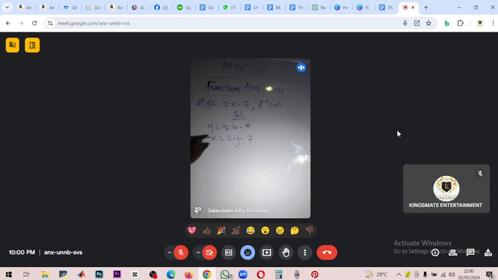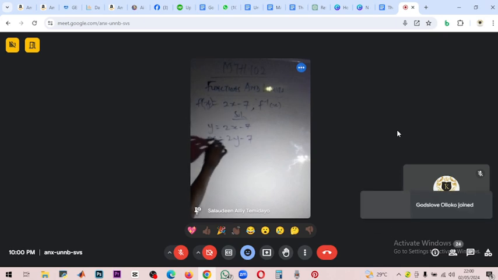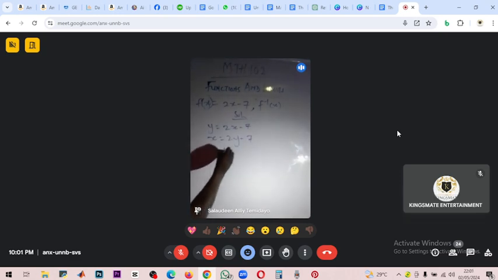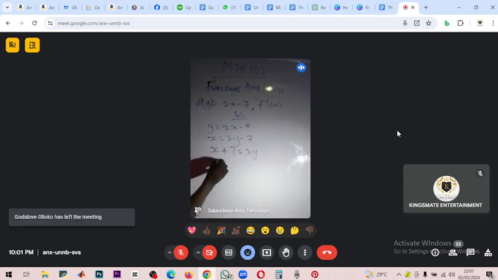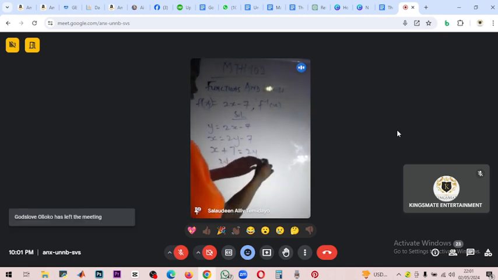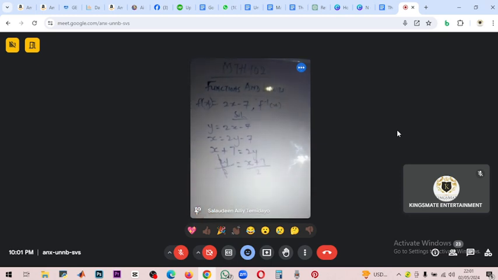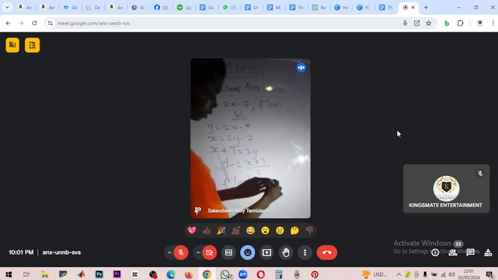Interchanging, you change y to x and x to y. So make y the subject. So x plus 7, that's from minus 7 to this side, equals 2y. I can divide both sides by 2 now. So 2y over 2 equals x plus 7 over 2. 2 cancels 2. I have y equals x plus 7 over 2. So now I'm done. I should just change this y to f inverse of x equals x plus 7 over 2.